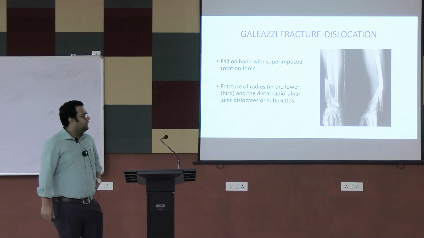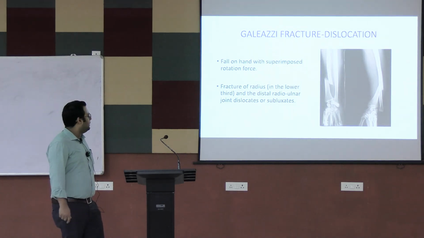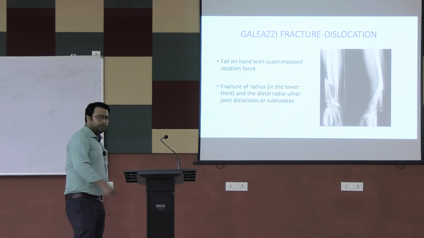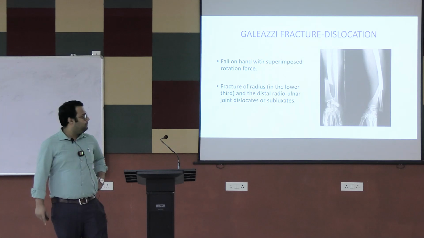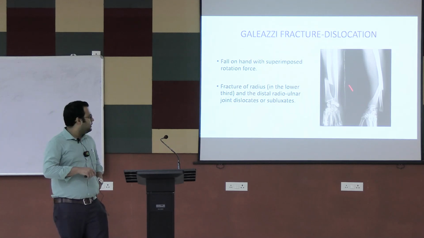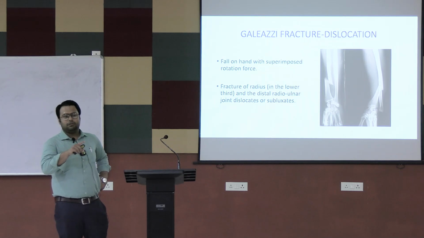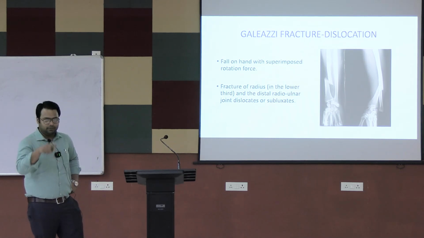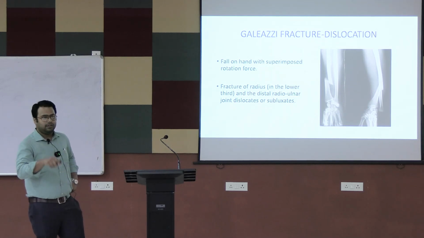The last type is Galeazzi fracture dislocation. So what is a Galeazzi fracture dislocation? It is a fracture of the distal part of the shaft of radius along with dislocation of the distal radioulnar joint. Fine. Monteggia was fracture of the proximal shaft of ulna along with dislocation of the proximal radioulnar joint, and this is a fracture of the distal part of the shaft of radius along with dislocation of the distal radioulnar joint.